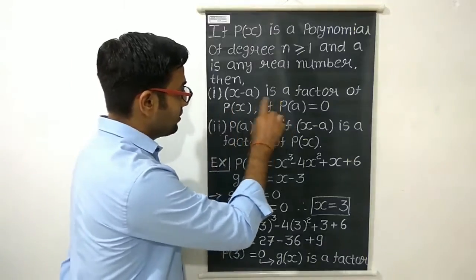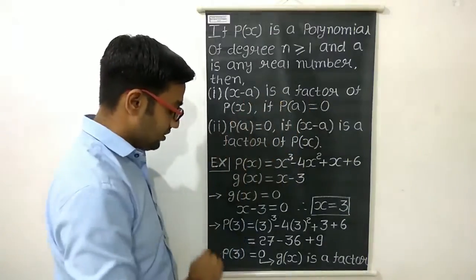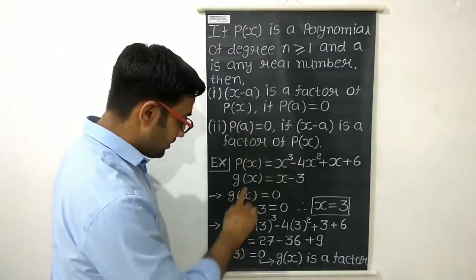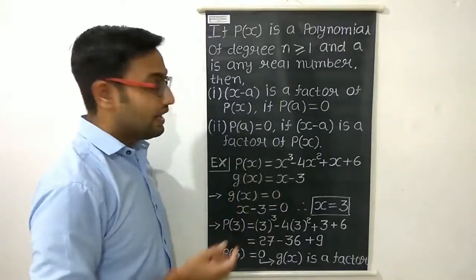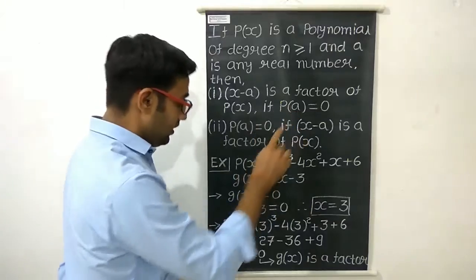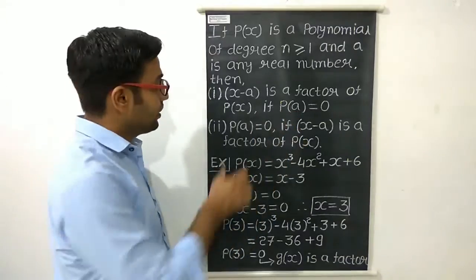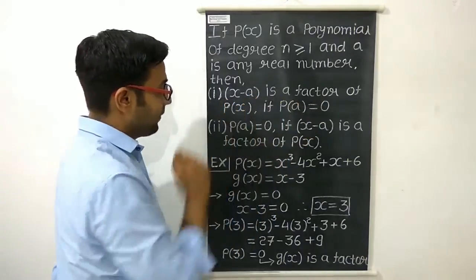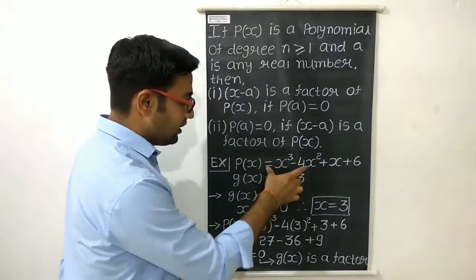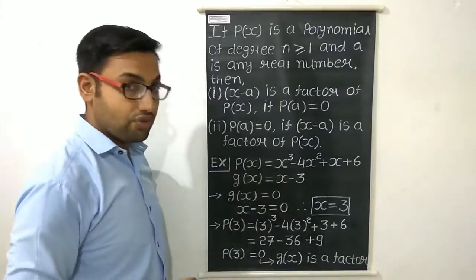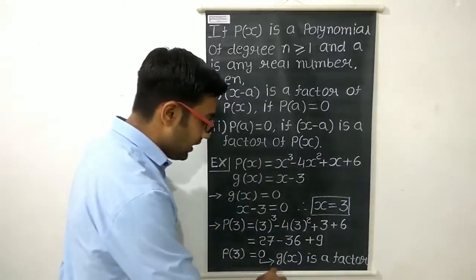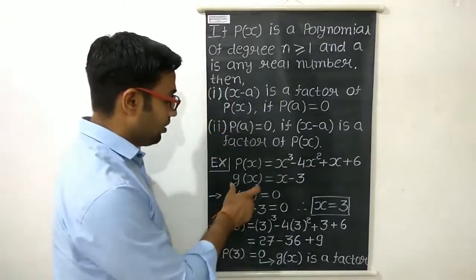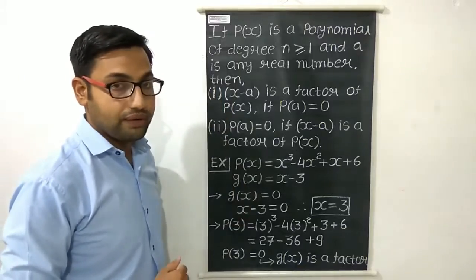So x minus a is a factor of P of x. That means x minus 3 is a factor of this polynomial. Instead of a, here we have 3. So here x minus a is a factor of P of x, here x minus 3 is a factor of P of x. Why? Because the remainder is equal to 0. So we can say that g of x is a factor of the given polynomial.